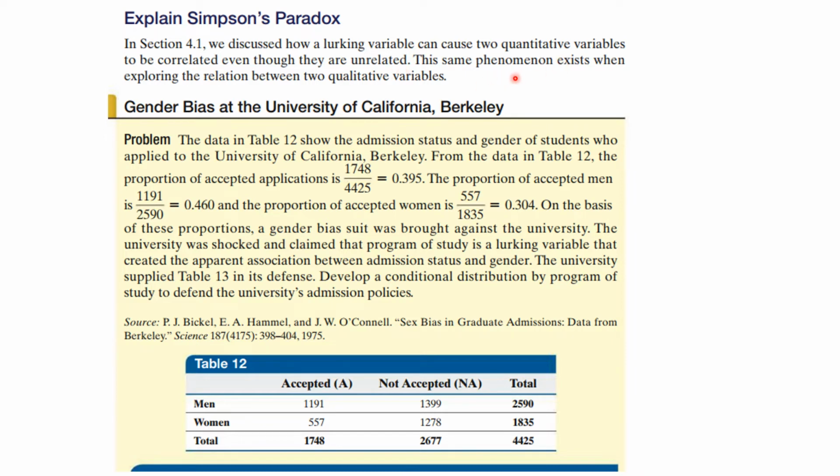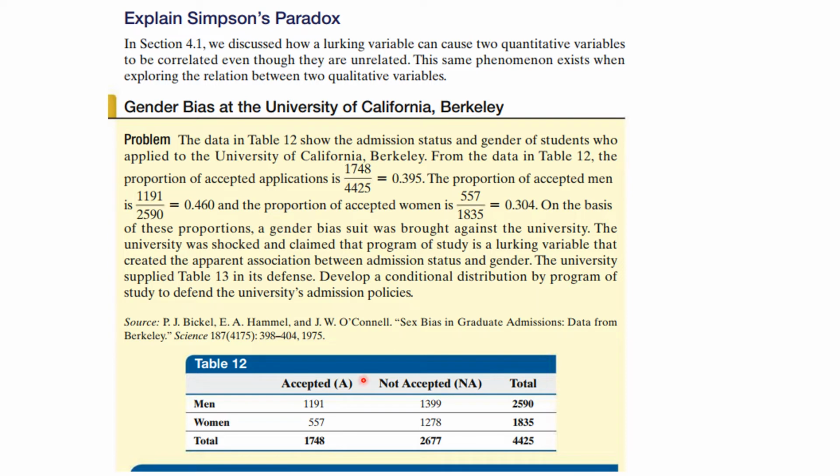And the same phenomenon exists whenever we're looking at qualitative variables. And this is a very famous study. There was a suit brought that the University of California at Berkeley was having gender bias, meaning that they were not treating women fairly. And what we did is we looked at the admission status and gender status of students who applied to the college.